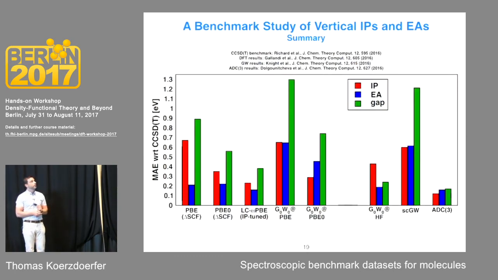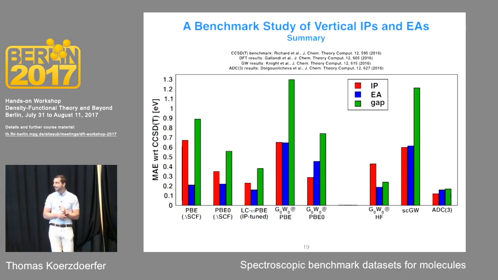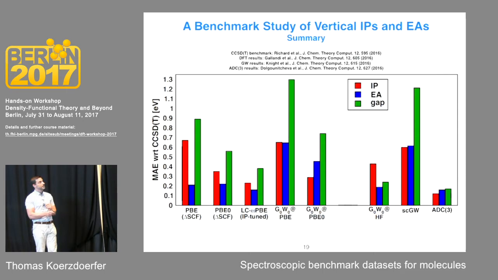How does this perform for the benchmark? You've seen these results before. Now I added the GW results. This is GW on top of PBE, and it's so much worse than if you just do a delta SCF PBE. Okay? So this is how bad it is. For molecules, it's really not a good idea to do a GW on top of PBE. And for many years, people have benchmarked their DFT results, like the long-range corrected hybrid ones, against these results, which also turns out to be not a good idea.